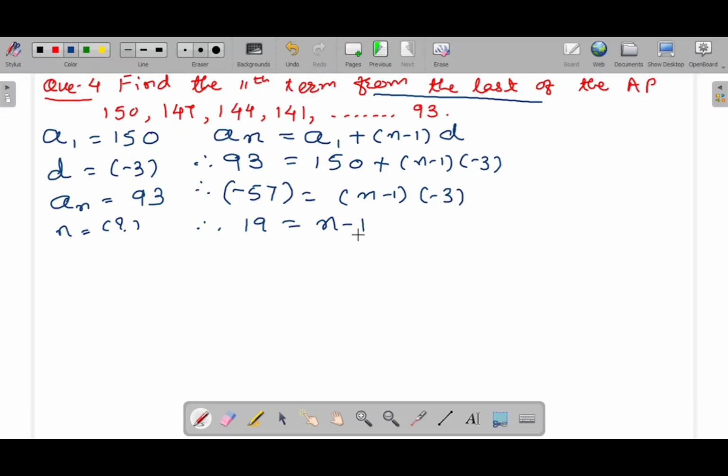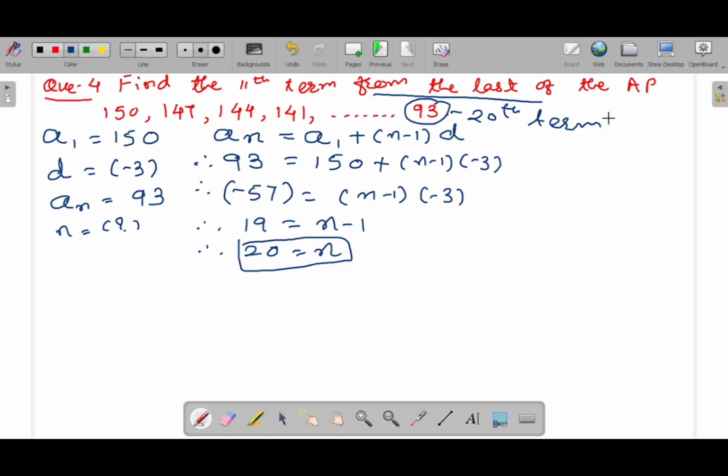Also remember the previous sum which we have done where n was 50. I told you that if n comes in decimal, that means that is not a term in the given AP. Similarly, if n is negative, then also it will not be part of the given AP. So 19, that means 20 is the number of terms. That means this last term 93 is the 20th term.